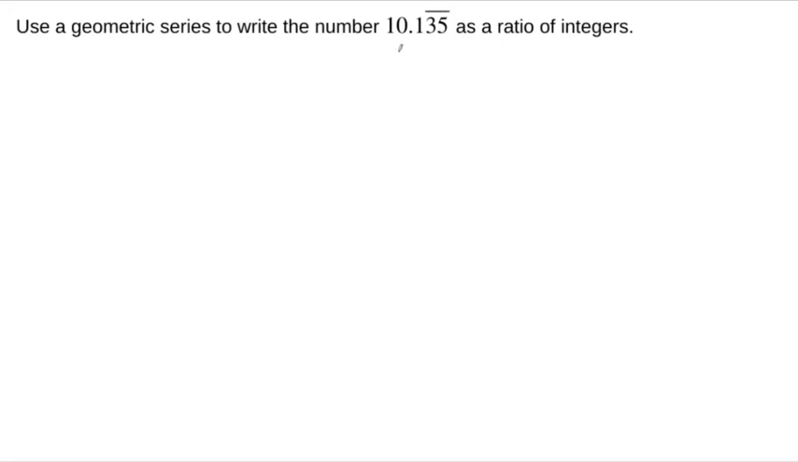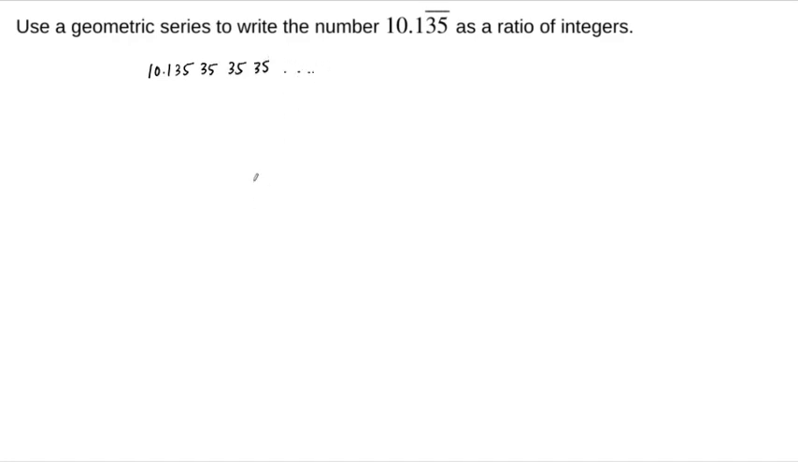In this example, we're asked to write the repeating decimal, 10.135 repeating, as a ratio of integers, and we're given the hint to use a geometric series to help us do that. So let's start by writing out the repeating decimal and seeing if we can break it down into some simpler terms. This decimal is going to be 10.1, 35, 35, 35, 35, etc.